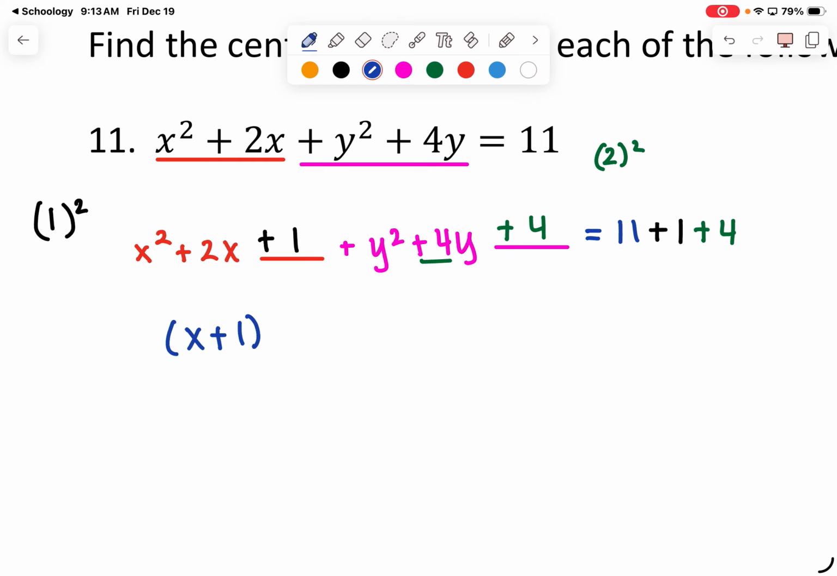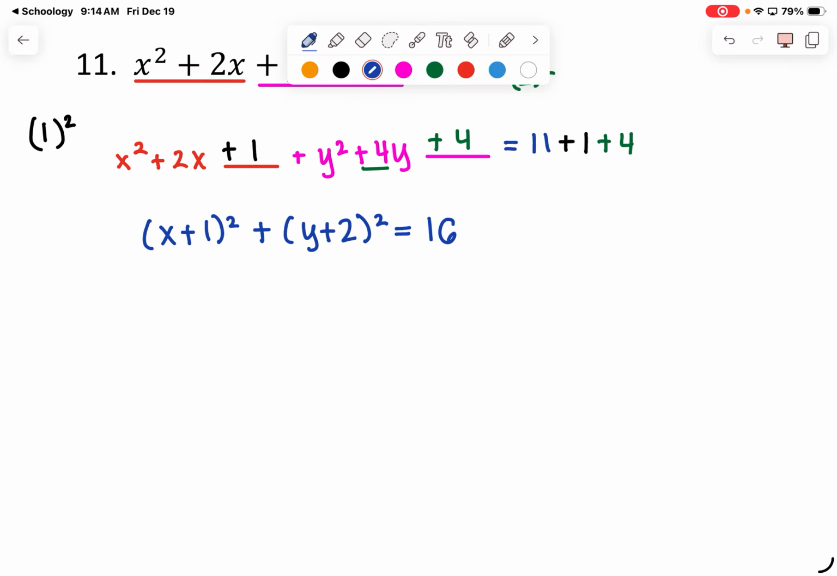This is x plus 1 quantity squared plus y plus 2 quantity squared is equal to 11 plus 1 plus 4, which is 16. So there is the circle, and then it says find the center and the radius. The center is -1, -2, and the radius is the square root of 16, which is 4.